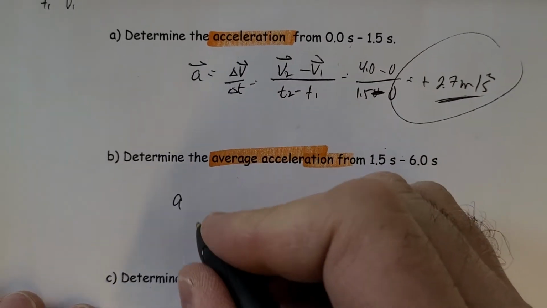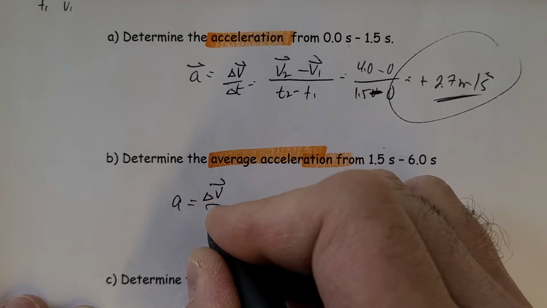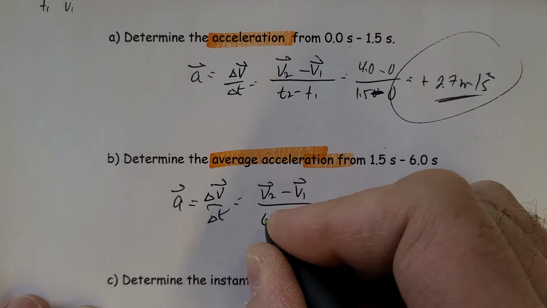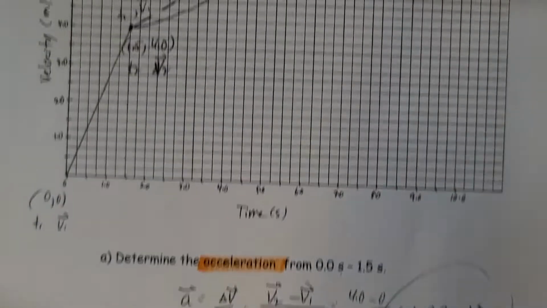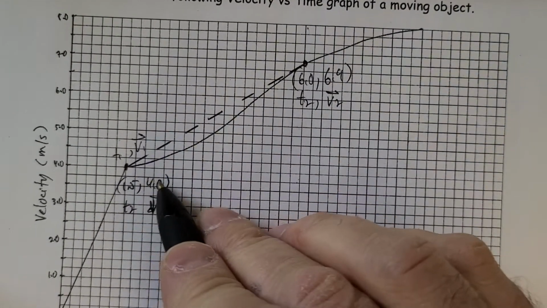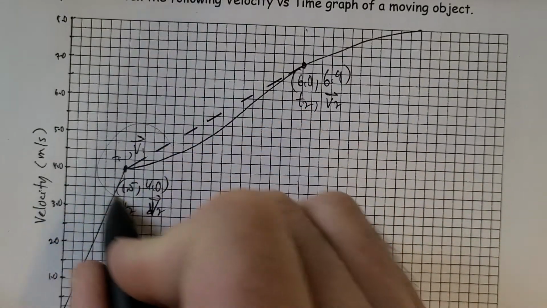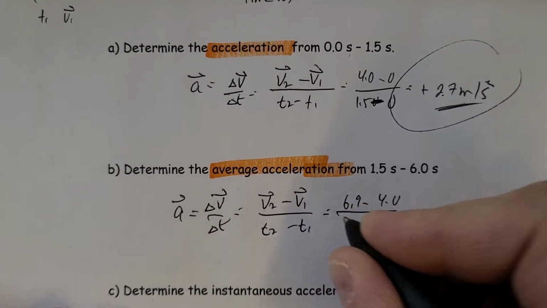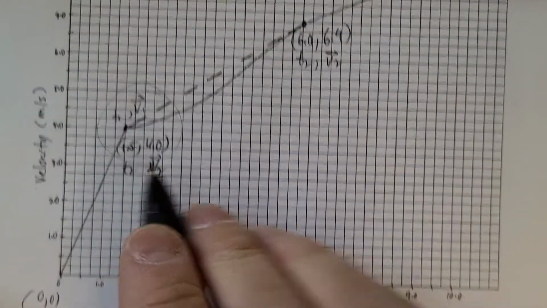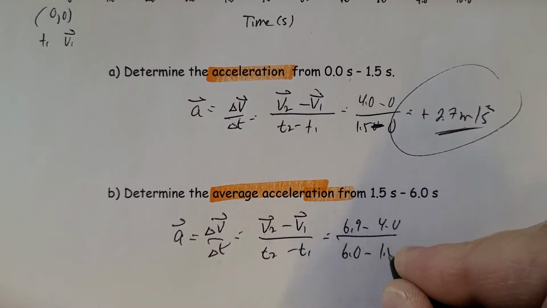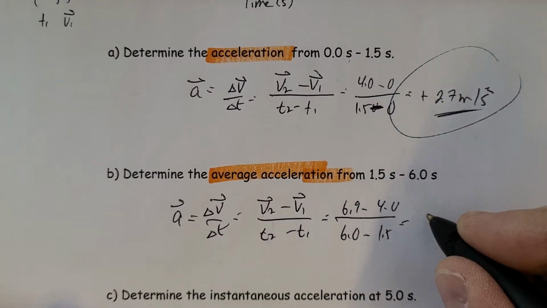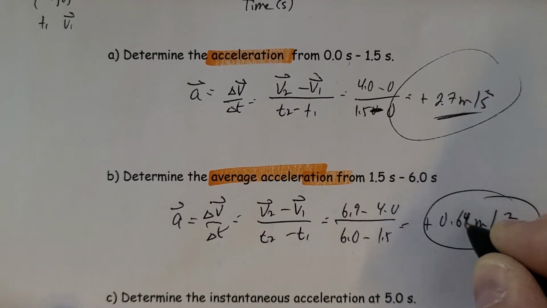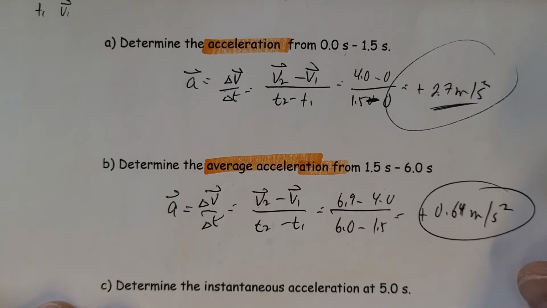So acceleration equals change in V over change in T. So V2 minus V1 over T2 minus T1. So my V2 is 6.9 and my V1 here, because I changed it, is 4. So 6.9 minus 4 all over 6 minus 1.5. So if I do that, figure it out, I do get a small positive number, plus 0.64 meters per second squared.